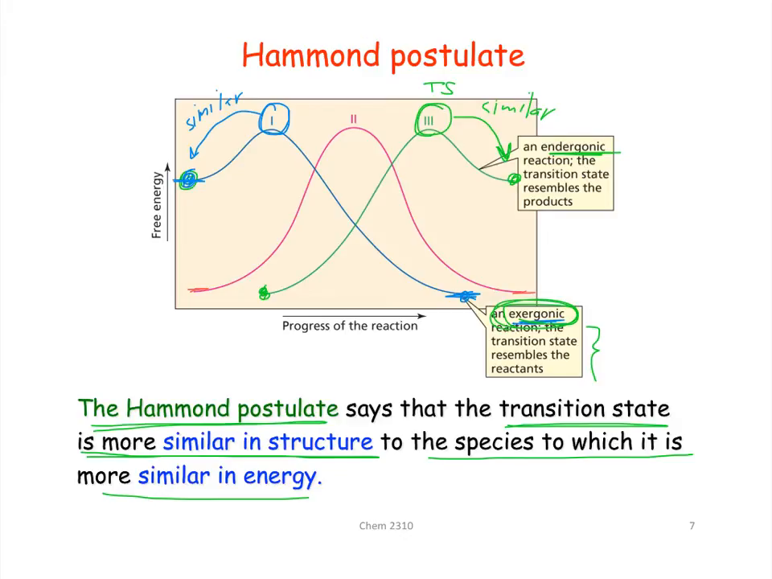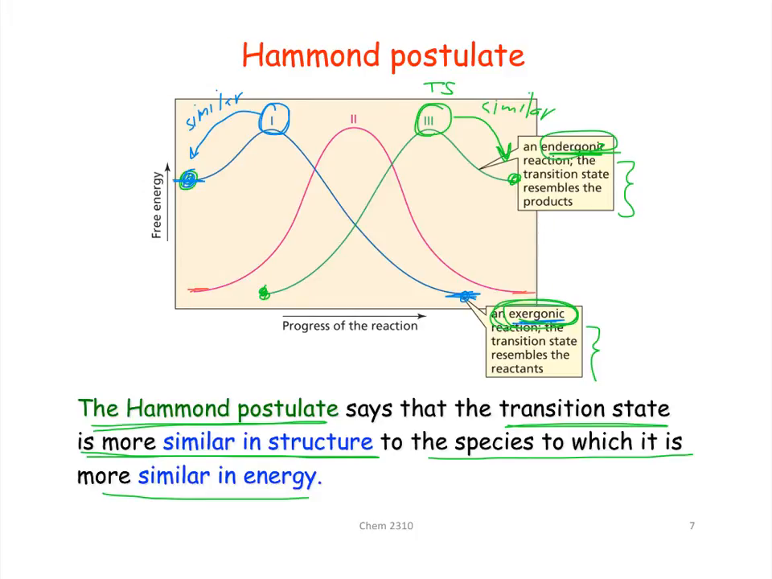So what we can say is that for an exergonic step, the transition state is going to look more like the reactant. In an endergonic step, the structure of the transition state is going to look more like the product.